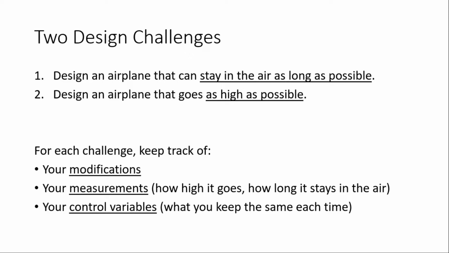For each of these challenges, I want you to make a base model and then make multiple modifications and then see how those modifications, or changes, affect your results. For example, if I put flaps on my airplane, is it going to make the airplane go higher or lower? If I change the direction of the flaps, how is that going to change the height? So you need to keep track of the changes you make, the measurements for each of your models, and your control variables. That's the variables that you keep the same each time. Things like making sure that you always throw the paper airplane with the same hand.